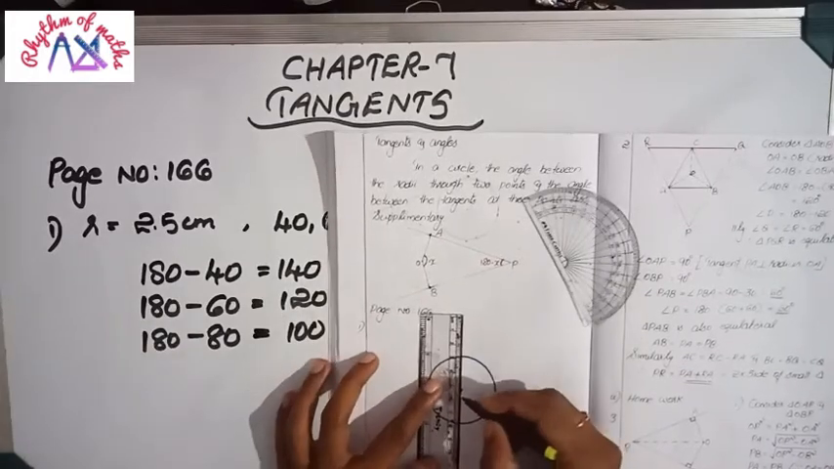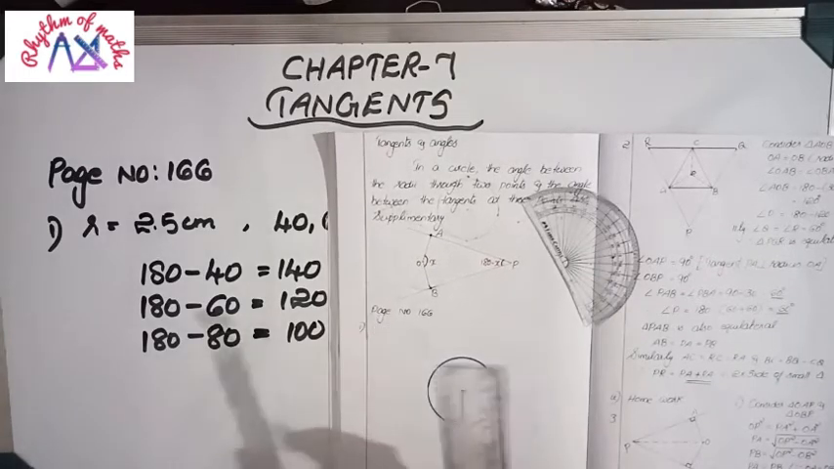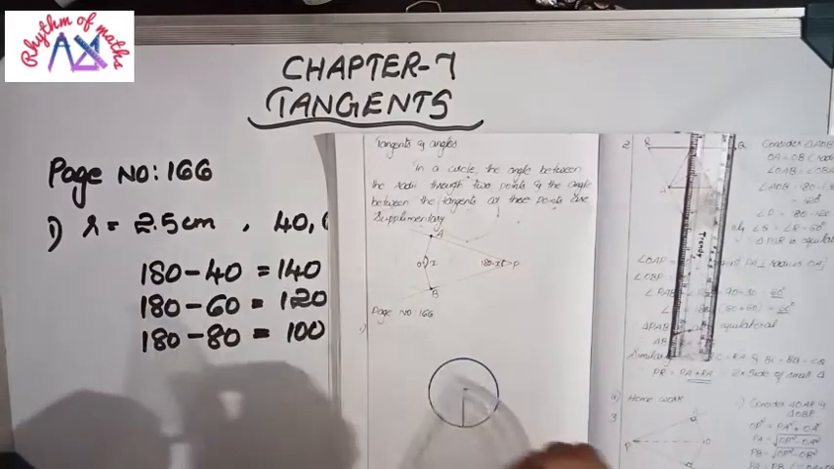That means draw a radius here. Anywhere you can draw. Okay, from the center just draw a radius. So this is a radius. Now using the protractor, first we are going to measure 140 degrees.